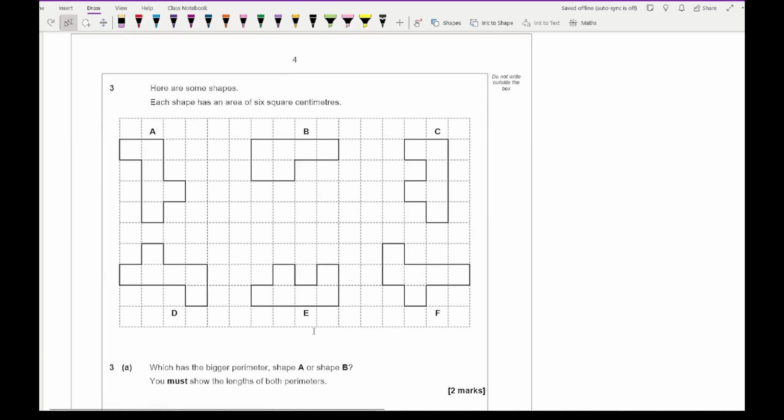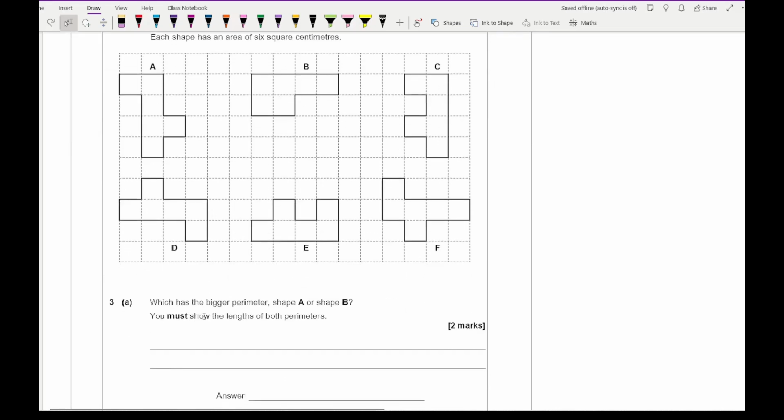Moving on to question 3, it says here are some shapes. Each shape has an area of 6 square centimetres, and for 3a it says which has the bigger perimeter, shape A or shape B. For shape A, as it's worth 2 marks, we need to write down what the perimeter is. So we pick a point and count: 1, 2, 3, 4, 5, 6, 7, 8, 9, 10, 11, 12, 13, 14. And then we do the same for shape B. Picking a point, 1, 2, 3, 4, 5, 6, 7, 8, 9, 10, 11, 12.